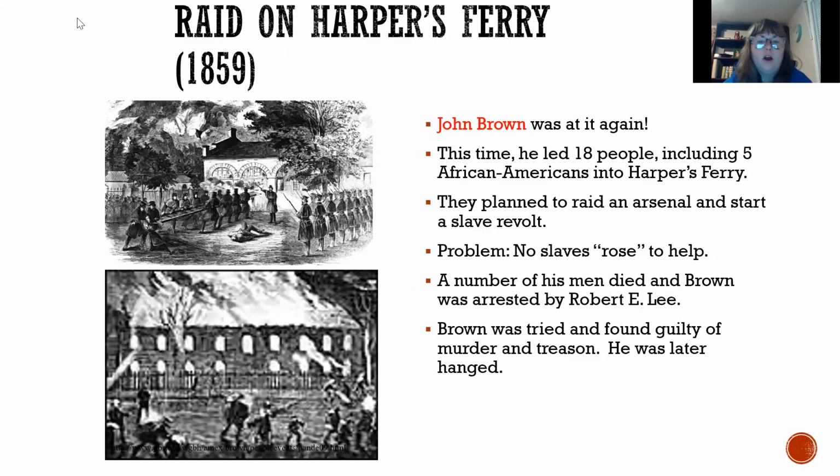So we have the raid on Harper's Ferry, which I already mentioned a minute ago with John Brown. So John Brown was at it again. This time he led 18 people, including 5 African Americans, into Harper's Ferry. They planned to raid an arsenal and start a slave revolt. No problem. Oh, the problem? No slaves rose to help. A number of his men died and Brown was arrested by Robert E. Lee. Brown was tried and found guilty of murder and treason.